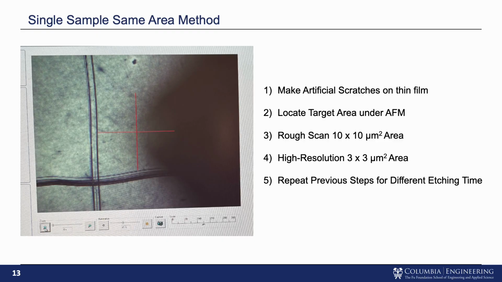The workflow is summarized on the right. First, artificial scratches are made on the film. Then, the target area is located using AFM with reference to these scratches. And then, a coarse scan is performed over a 10 by 10 micrometer area to ensure correct positioning, followed by a high-resolution scan taken over a 3 by 3 micrometer square region. Finally, the same procedure is repeated after additional etching steps. This approach allows us to track the same grains across different etching times, eliminating sample-to-sample variation and orientation ambiguity.